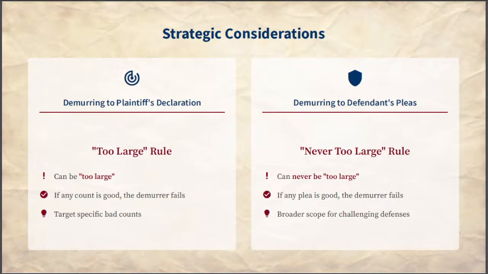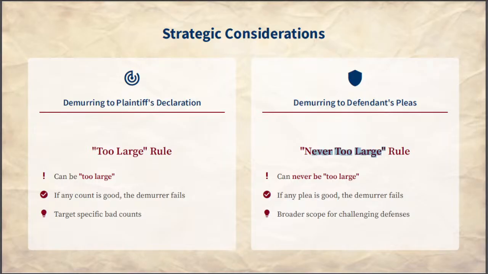So then there's demurring to the defendant's pleas. There's the never too large rule, because it can never be too large when you're trying to demur to a defendant's pleas. Because if any plea is good, the demurrer fails. So you need to make sure that all of them are demurred, so to speak. Broader scope for challenging defenses. So when you're challenging a defense, you can never be too large.